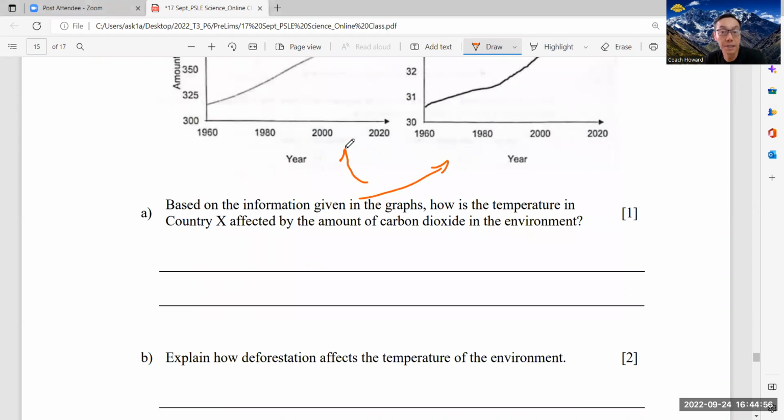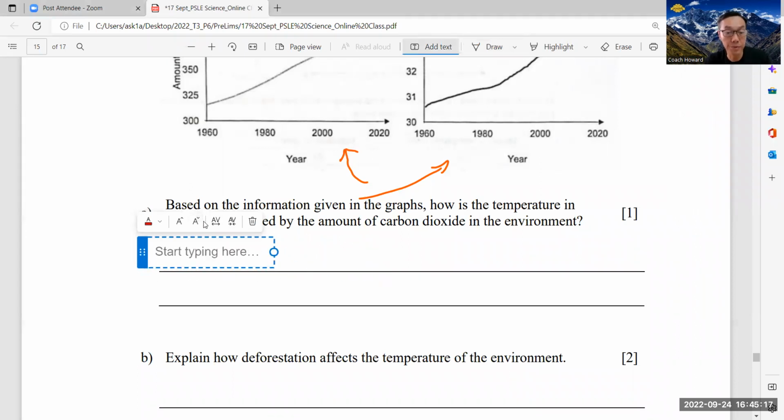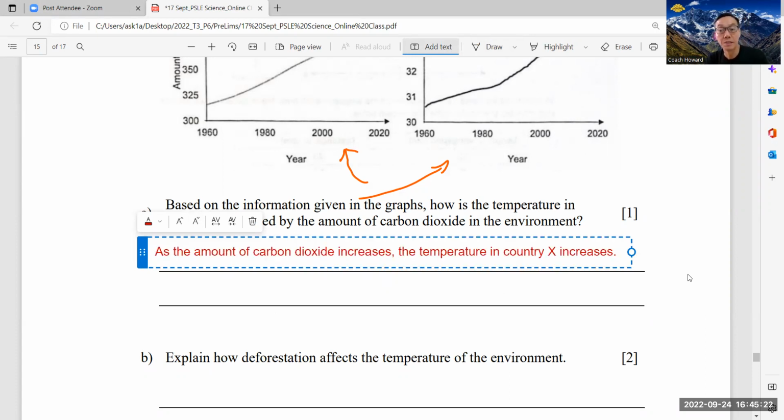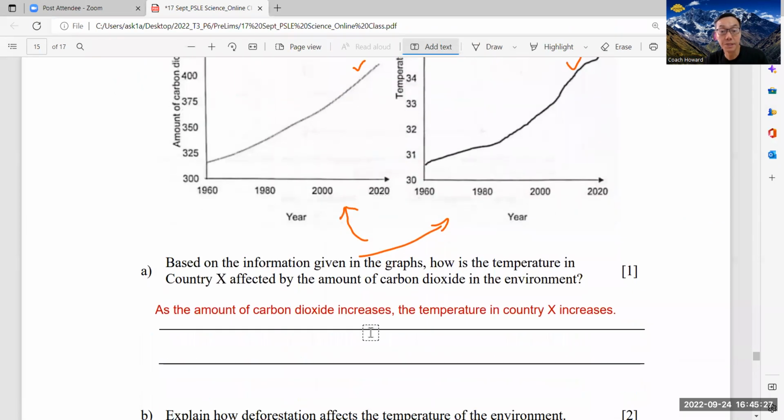Then it says that based on the information given in the graphs, here and here, how is the temperature in country X affected by the amount of carbon dioxide in the environment? So this is a giveaway question. You should be able to secure the 1 mark given free. You just need to translate what you see on the graph to the answer provided here, which is quite simple. It's a direct relationship. So what do I mean by direct relationship? As the amount of carbon dioxide increases, the temperature in country X increases.